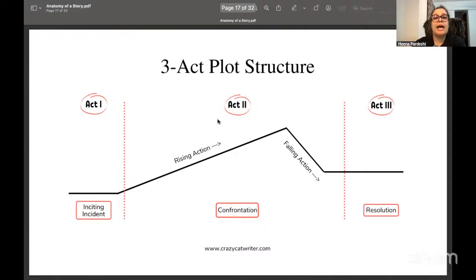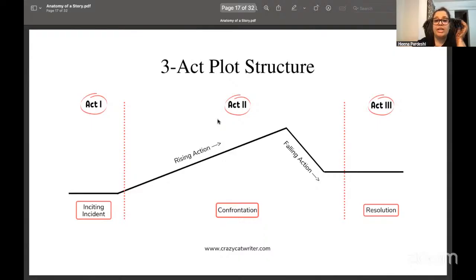Let us talk about Act 1. In three-act structure, we have three acts. Act 1, the beginning or the setup. Act 2, the middle or confrontation. And Act 3, the end or resolution.